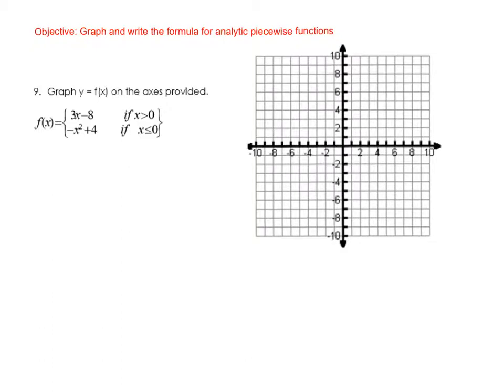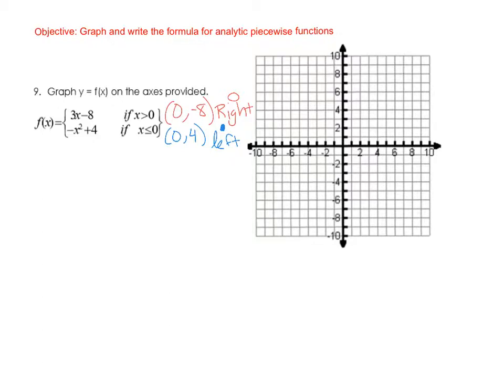So we got 0, -8. This is an open circle, and it's a greater than, so we're going to the right. And then the bottom one, 0, 4, closed circle, we're going left.